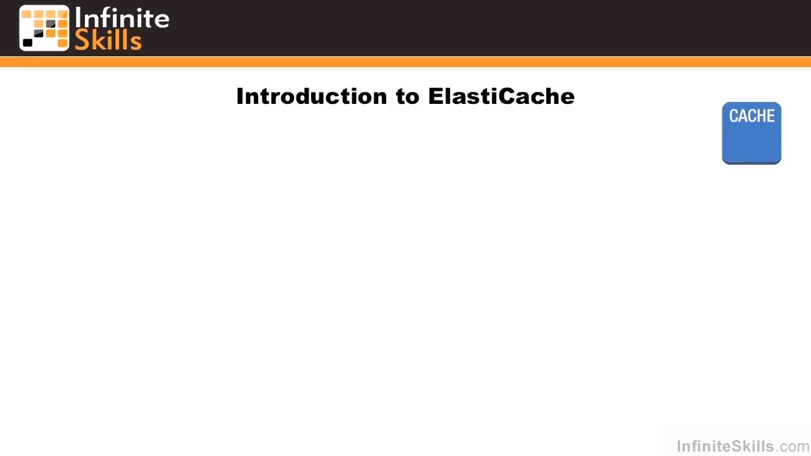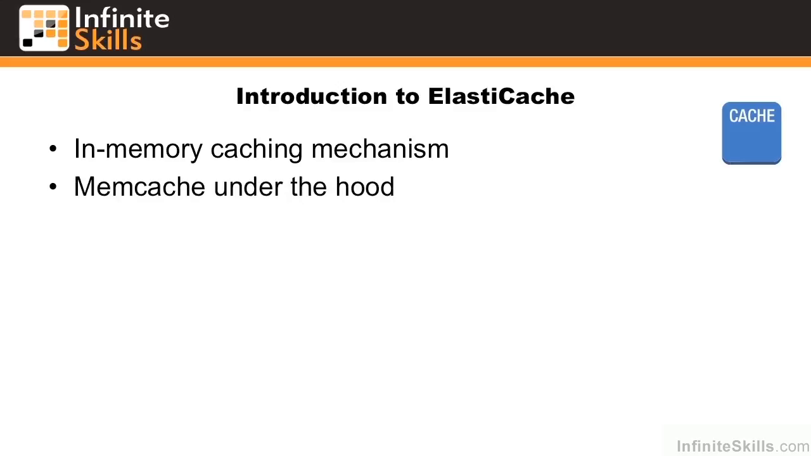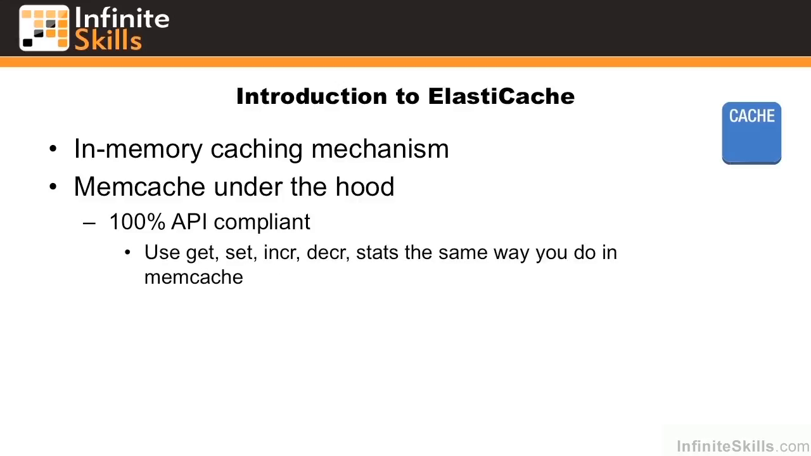In this lesson, we're going to take a deep dive into Elasticache. Elasticache is an in-memory caching mechanism. It's actually Memcache under the hood. It's 100% API compliant, using get, set, increment, decrement, stats, and other operations you have in Memcache. More appropriately, it's actually a Memcache cluster.